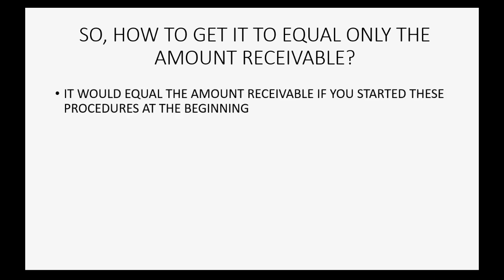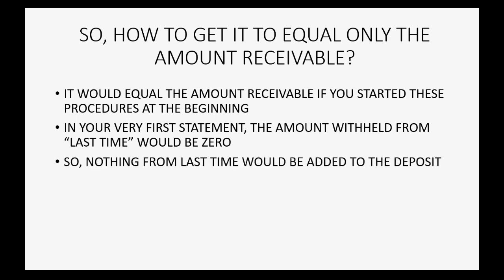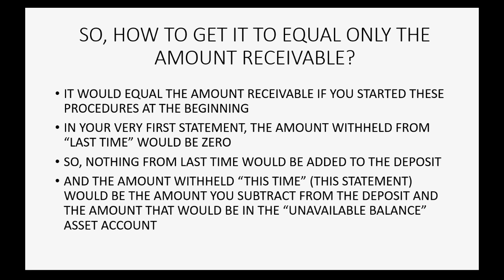Well, it would be equal to that amount receivable if you actually started these procedures at the very beginning when you opened your Amazon store. In other words, in your very first statement, the amount withheld from last time would be 0 because there would be no last time. So, if nothing from last time would be added to the deposit, that means the amount withheld this time on this statement would be the amount you subtract from the deposit and the amount that would be in the unavailable balance asset account.